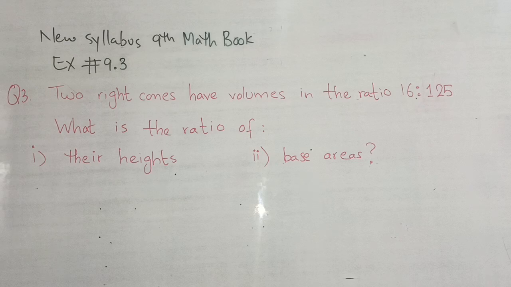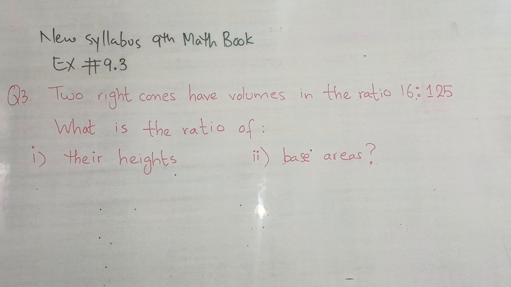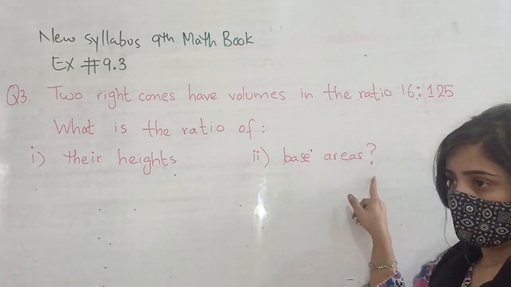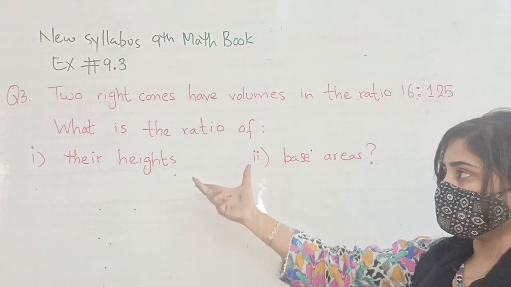Students, this is the math new book, ninth class. We were on exercise 9.3 and we have done 2 questions already in previous videos. Now we are doing question number 3, that is: two right cones have volume in the ratio 16:125. What is the ratio of their heights and their base area? This question has 2 parts.